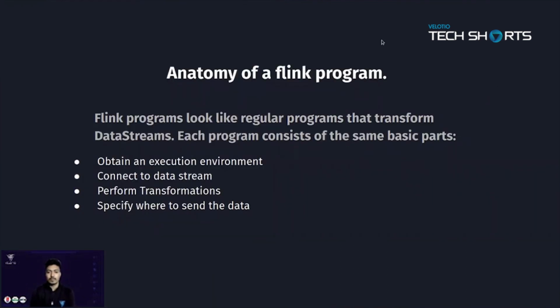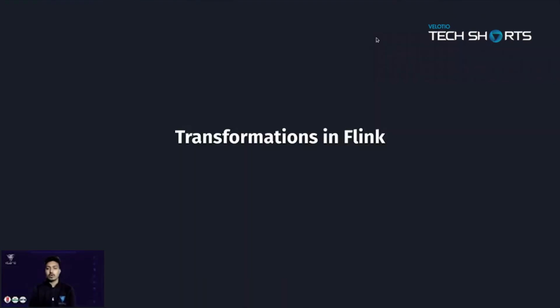Let's now take a look at a Flink program from a developer's perspective. Here are some steps to write a Flink program. First we get an execution environment to initialize our code. Then we connect to the data stream, we perform transformations, and specify where we have to send the data. Let's talk about what transformations we can do in Flink. There are many, but I'll demonstrate a few of them here.